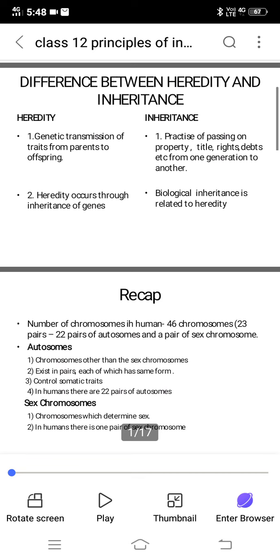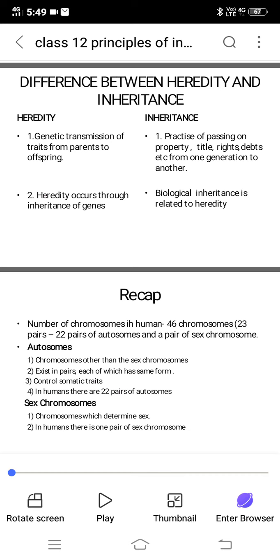Now, a few terms which you have already studied in your lower classes. The number of chromosomes in human, how many? It's 46 chromosomes, this you already know, that is 23 pairs, out of which 22 pairs are autosomes. Now what do you mean by autosomes? They are the chromosomes which are other than the sex chromosome. What is sex chromosome? Those chromosomes which tell whether an organism is a male or a female. So that is the sex chromosome.